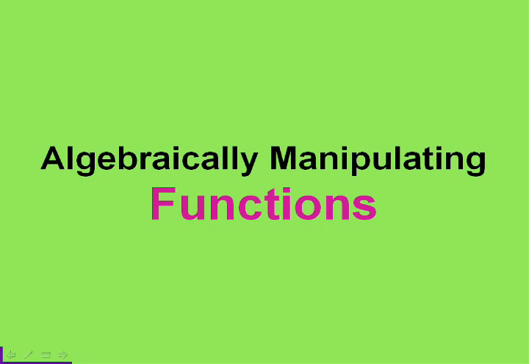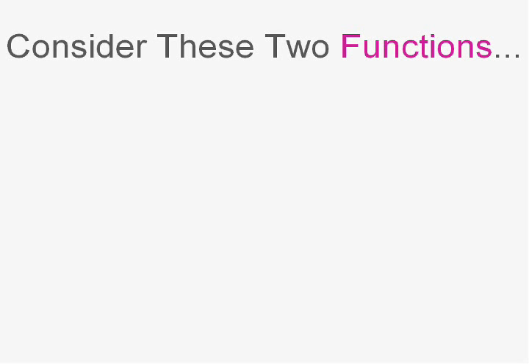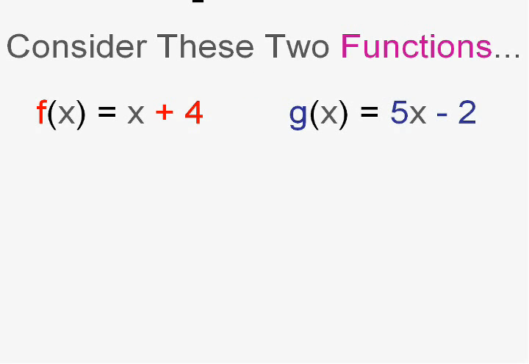I want to get you used to working with more than one function at a time, and mostly the notation involved in doing that. Consider these two functions. f of x, which equals x plus 4, and g of x, which takes a value, multiplies it by 5, and then subtracts 2.